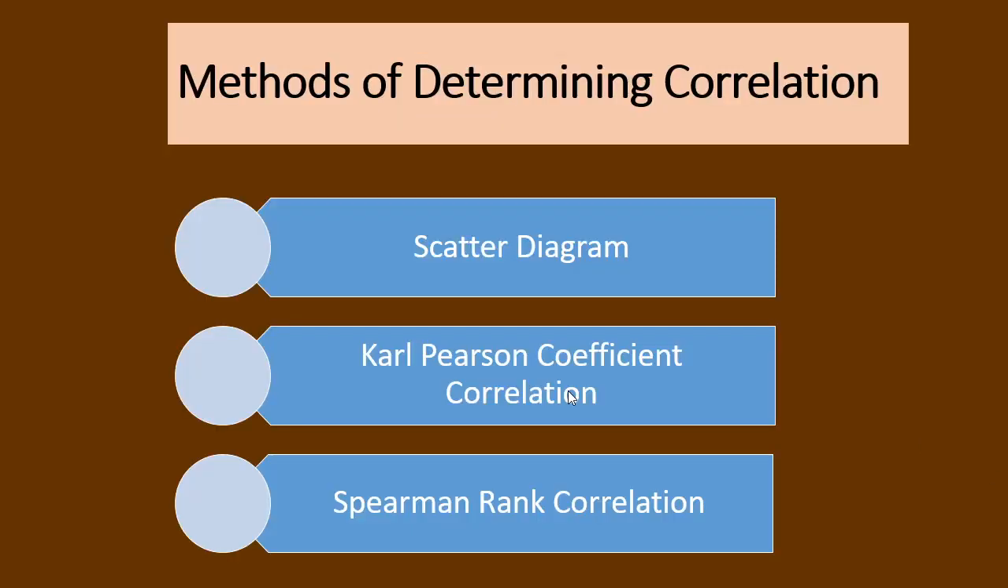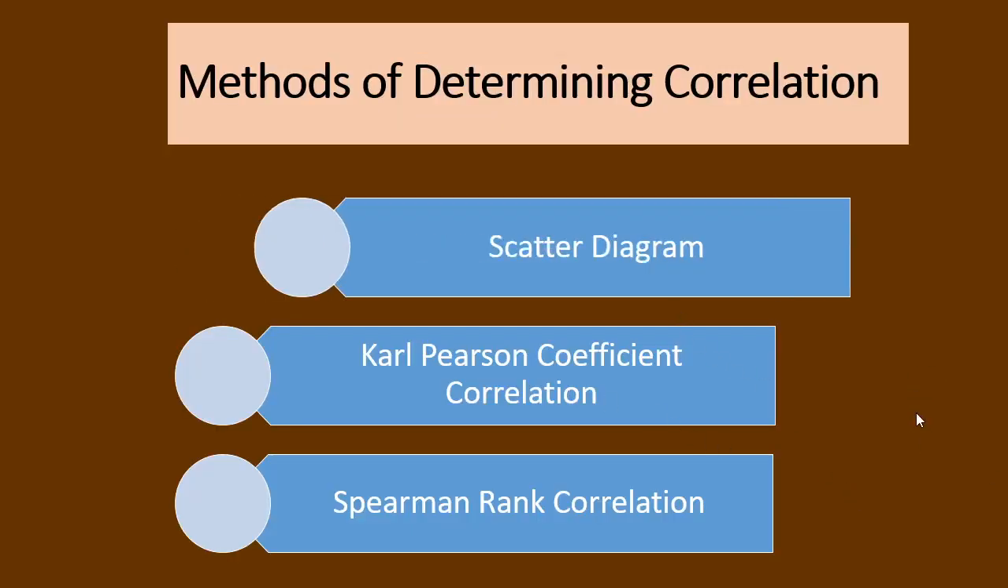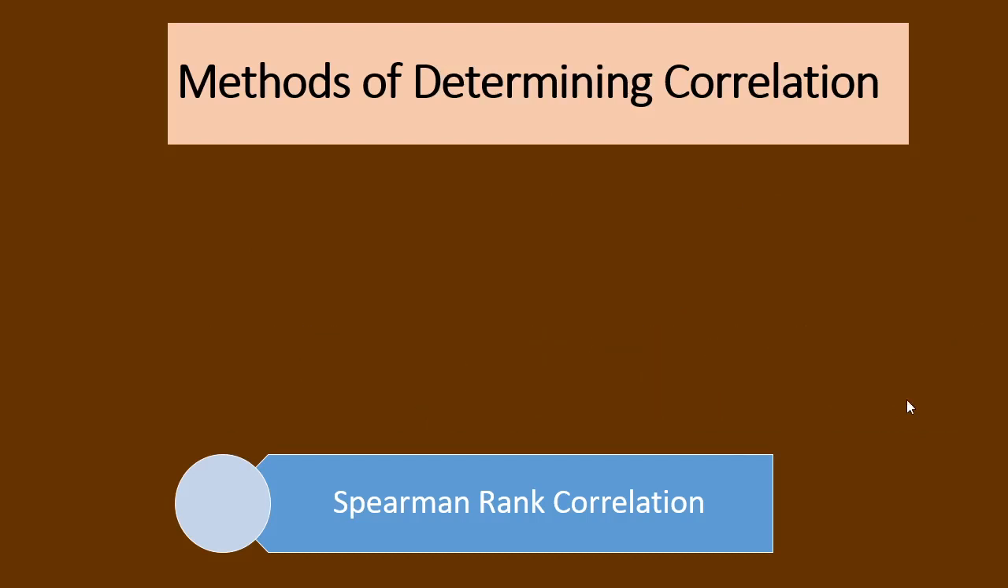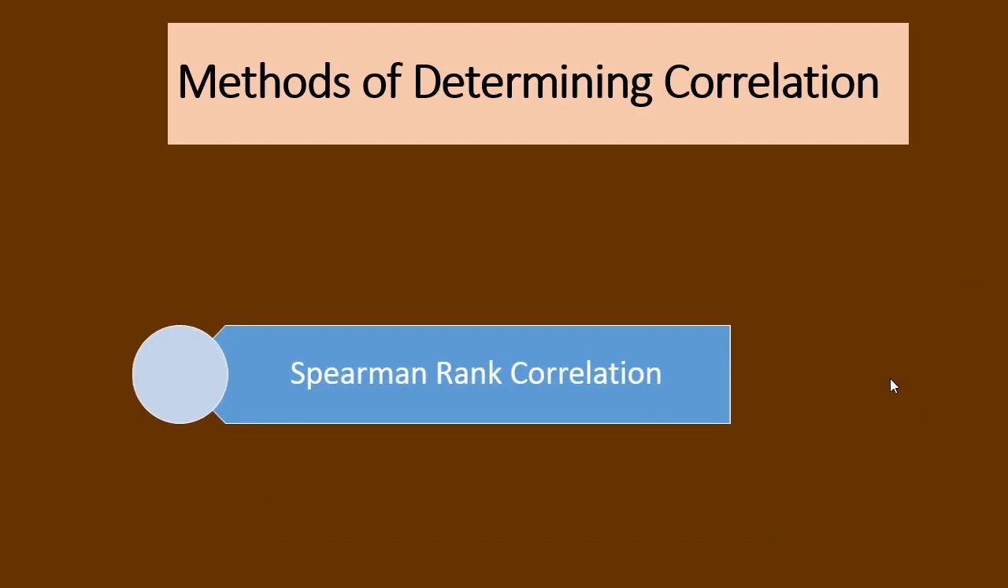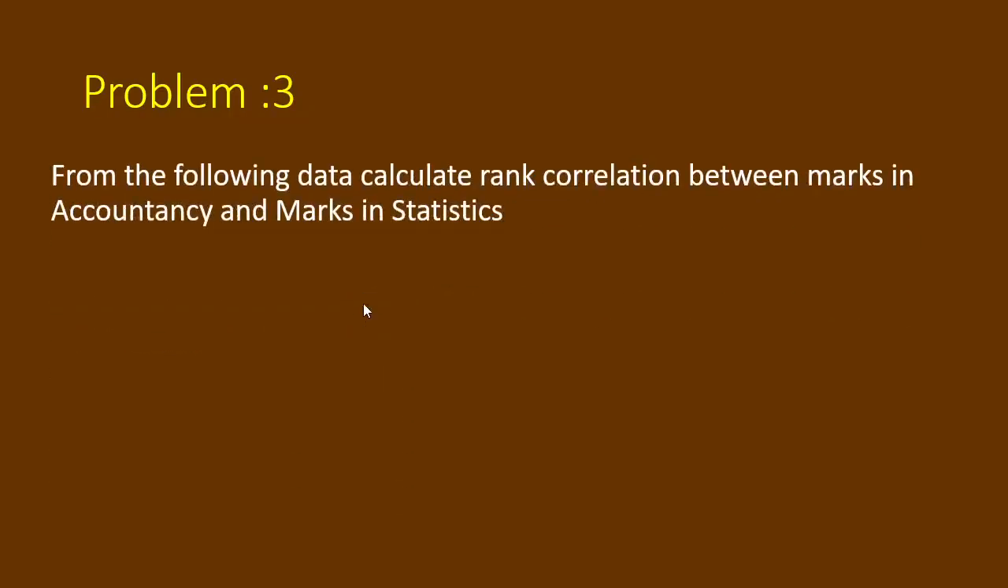Here we have already learned scatter diagram, Pearson's coefficient of correlation, and the next is Spearman's rank correlation. Of course, we solved two problems on the Spearman rank correlation. So here we are going with the third problem. From the following data, calculate rank correlation between marks in accountancy and marks in statistics.